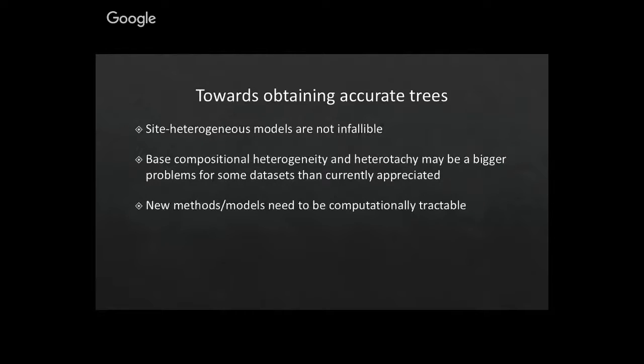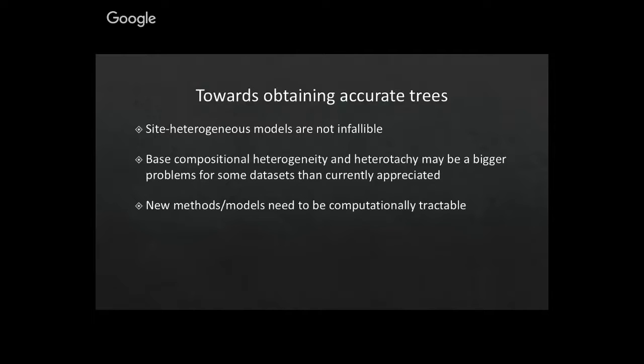So I kind of said that first one. I think that's important. No model is infallible. It's just a model. No model is perfect. Also, the models that I talked about here all kind of take into account or don't take into account base compositional heterogeneity or heterotachy.